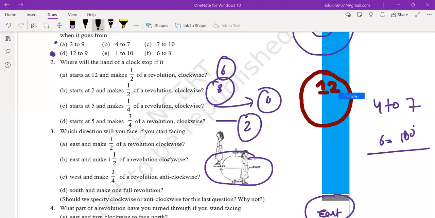Ma'am, it will end at 6. Okay, yes, very good. Next, Abubakar, where will it stop? Ma'am, it will end at 8. In the A, yes, tell me. Ma'am, 4. In the A, it will stop at 6. In the B, it will stop at 4. 8.